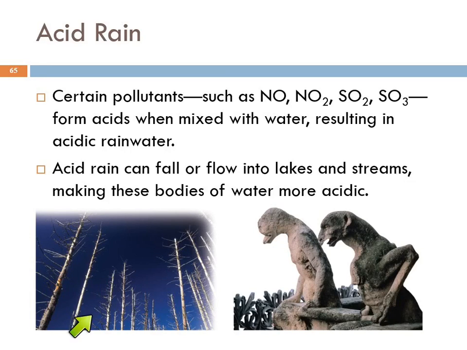It can fall on trees and cause them to lose their leaves and die. And it can also erode statues. There's a picture of two statues. They originally were identical for the most part, and this one's been rained on a lot and that one not as much. And you can see that the acid in the rain is slowly eroding the statue away.